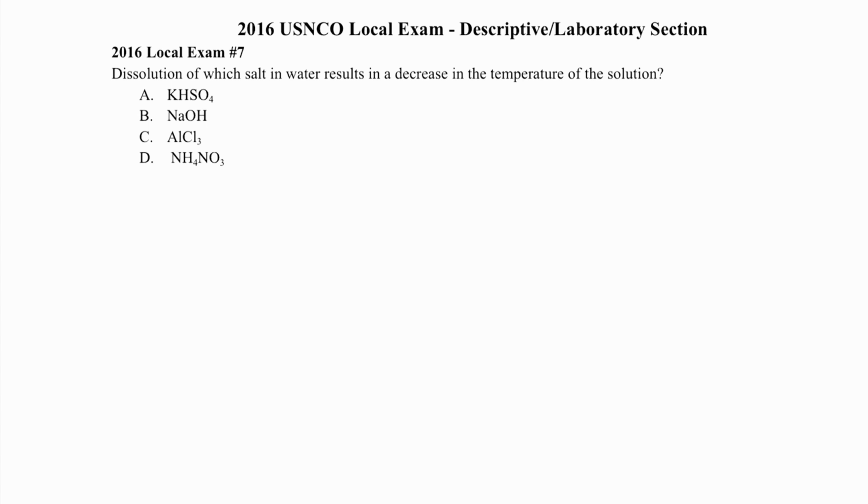Today we're going to be doing the descriptive / laboratory section, so that's questions 7 through 12. Alright, so let's start off at number 7.